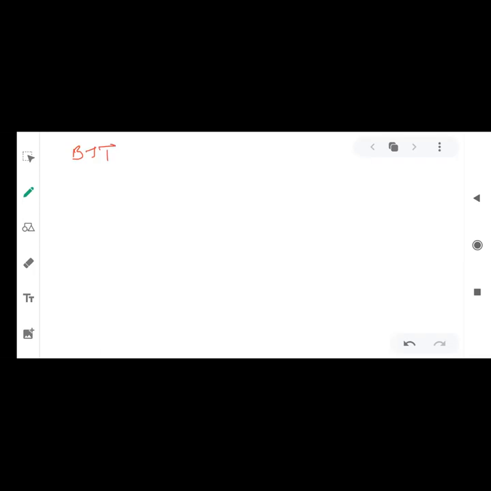Now BJT, you are aware that it comprises three different layers. So emitter is there, then base is there, and the collector is there. The emitter is very heavily doped because it works like a source for the carriers. Then the base, because the role of the base is to act like a switching point, the width of the base is kept as narrow as possible. Then next is the collector.